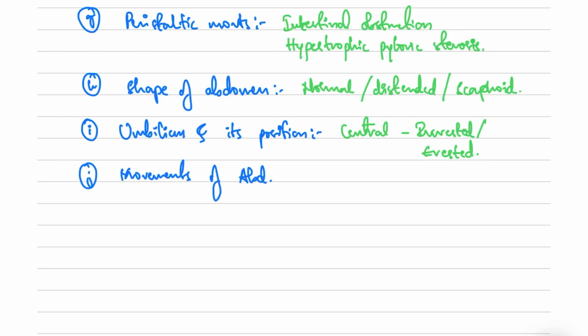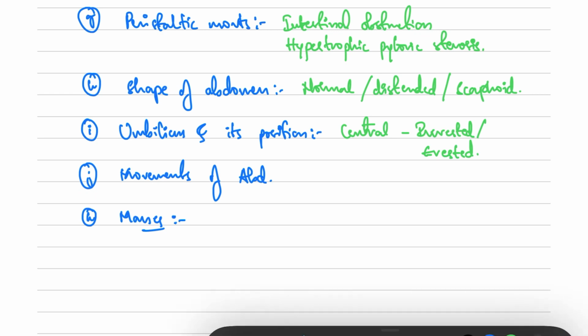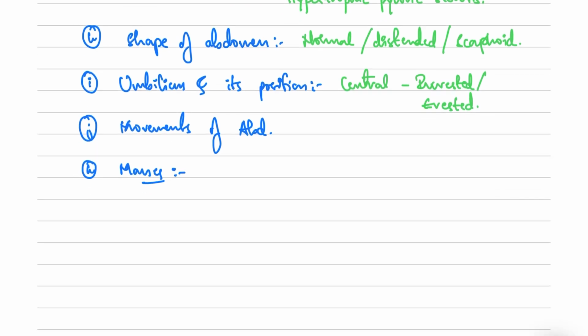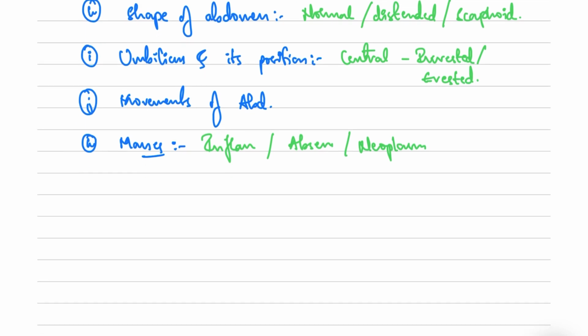Masses. Masses over the abdomen. So what are all the different masses that you can have? These masses can be due to inflammation, an abscess, or a neoplasm. So any of the three things can be there. Okay, so what are the different masses that you can get?